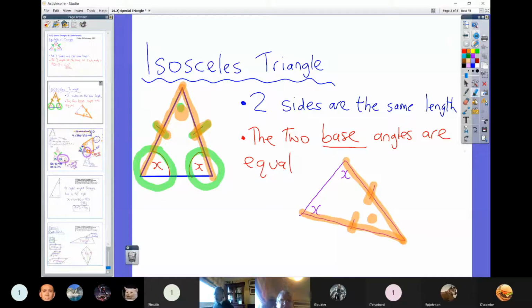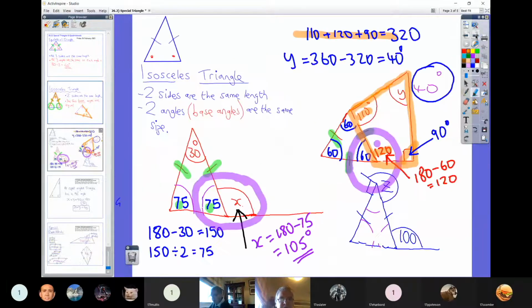I've just shown at the bottom the types of question where this can actually crop up. If you look at the one at the bottom left here, because those two dashes, which I've done in green, I could work out that the two angles at the bottom were 75, and because they were 75, I can then use the 75 on the right to work out that x must be 105, because angles in a straight line add up to 180.